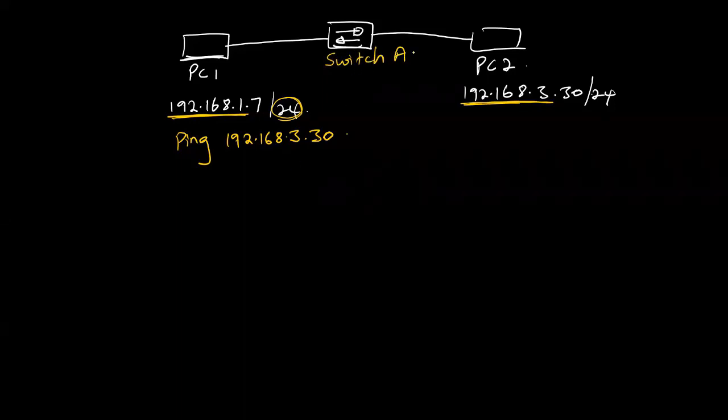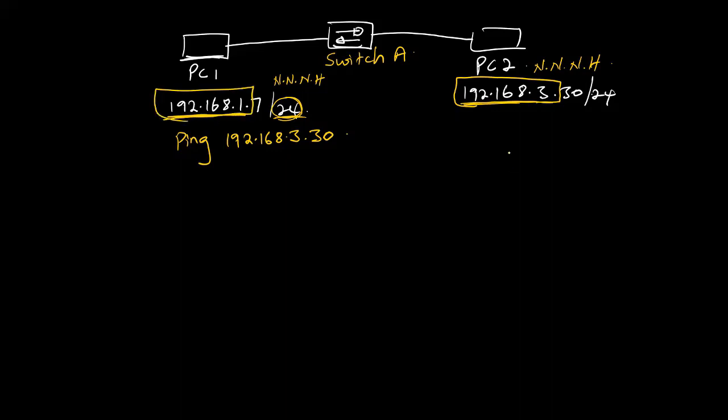Okay, switch A. Because this is a /24, it is in the format network.network.network.host. This is also in the format network.network.network.host, but the three octets are not the same. So they are on different networks. We can see that, but of course your laptop can't see that. So how does it know that this IP address is not on my network?